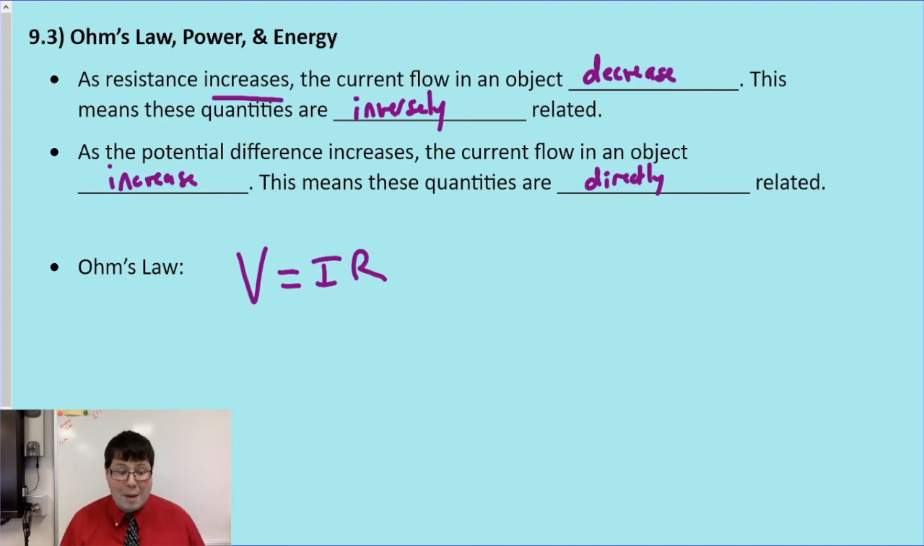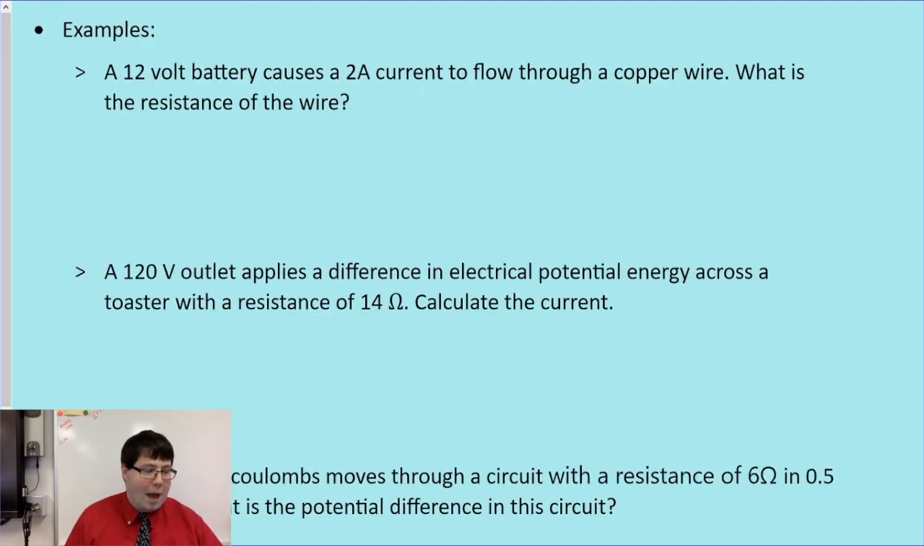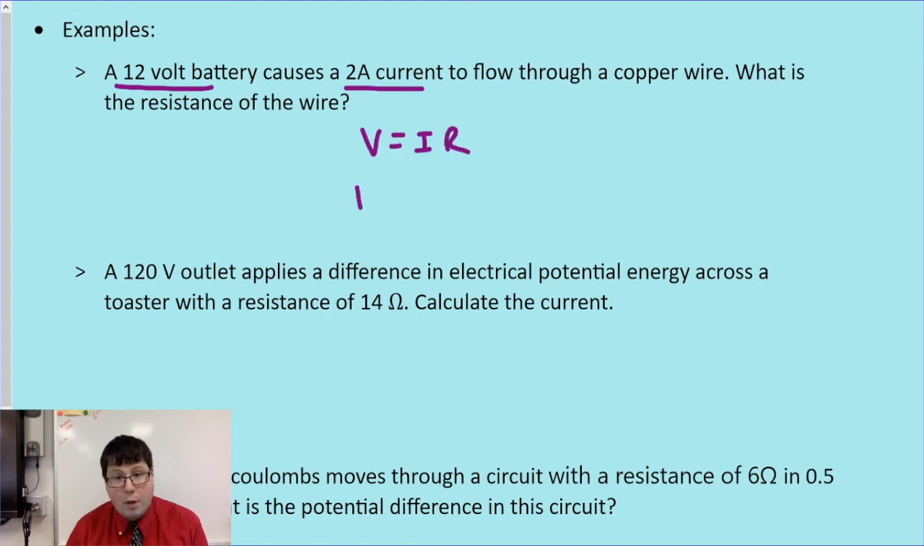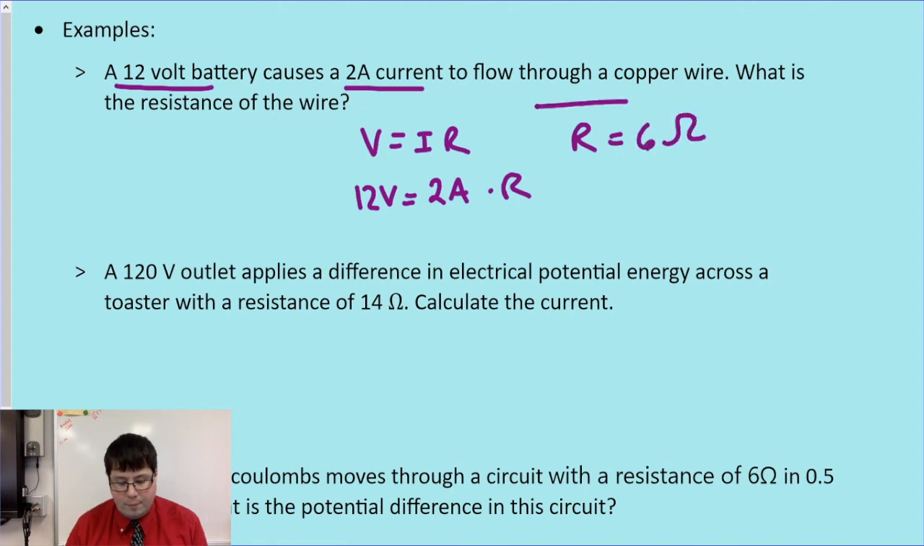So, getting to those example problems. We have a 12-volt battery that causes a 2 amp current to flow through a copper wire. What's the resistance of the wire? Well, V is equal to IR. We know that we have a 12-volt battery pushing a 2 amp current through my wire. I want to find the resistance. Plug and solve. You can almost do this one without a calculator. Our resistance must be 6 ohms.